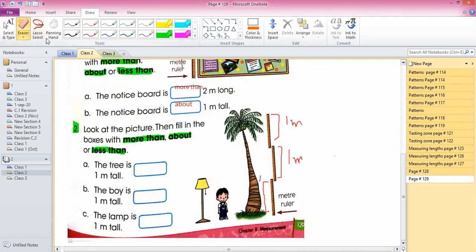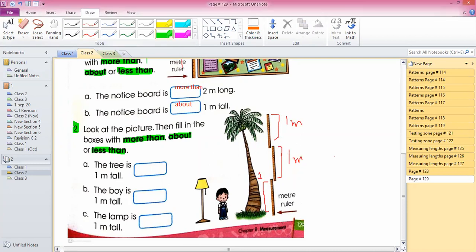Again, I repeat, guys. You have to check this figure and you know that this ruler is equal to 1 meter. Okay. 1 meter, 1 meter, and 1 meter. Total 3 meters. 3 rulers are there. So 3 meters. Now I will read the question.